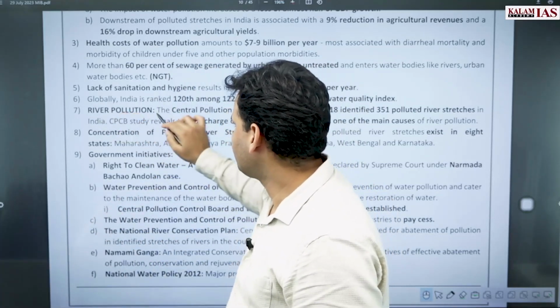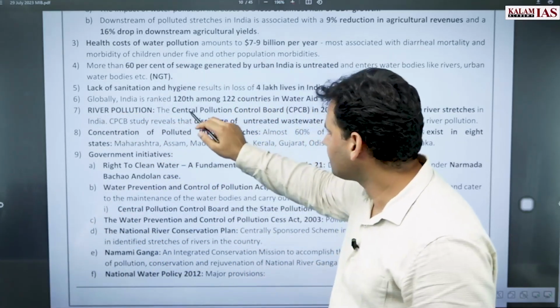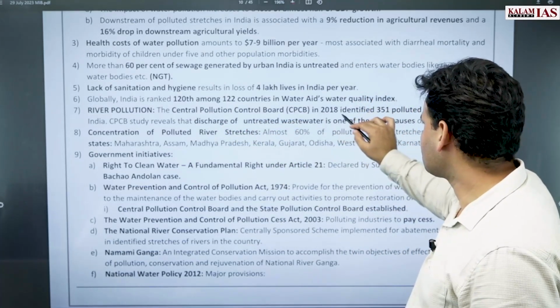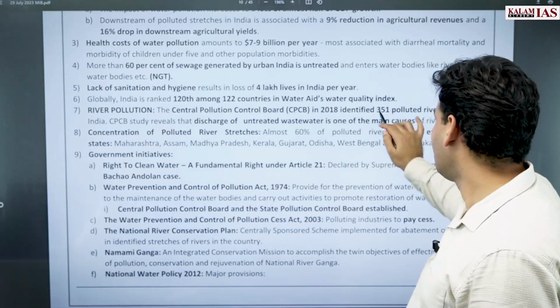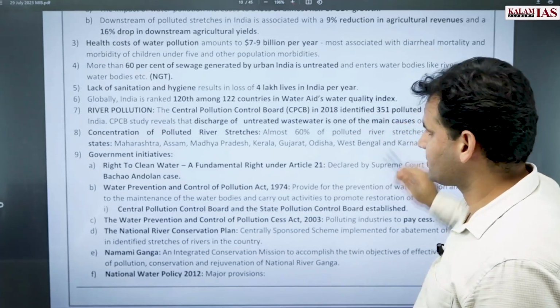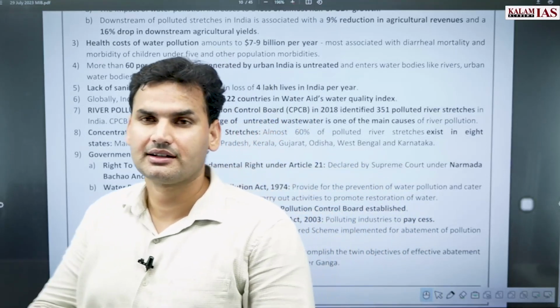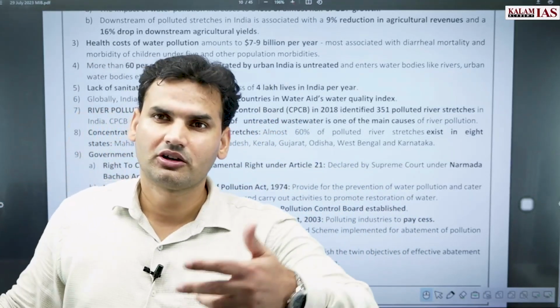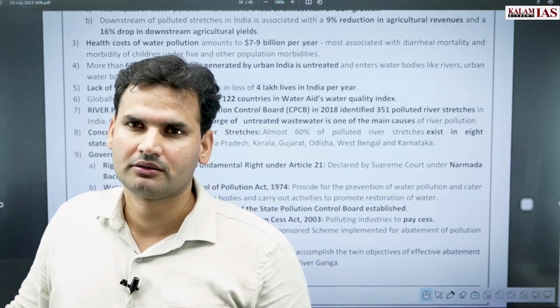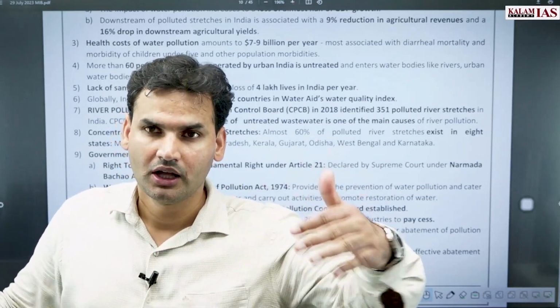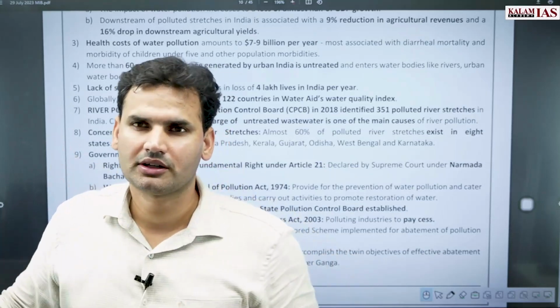If we talk about water pollution, the Central Pollution Control Board of India, in the year 2018, identified 351 polluted river stretches. यहाँ पे आप लिंक कर सकते हैं वाटर पोल्यूशन को. किससे लिंक करेंगे? Biological oxygen demand, chemical oxygen demand, problem of eutrophication, harmful algal blooms. So there would be a coherency in your answers.